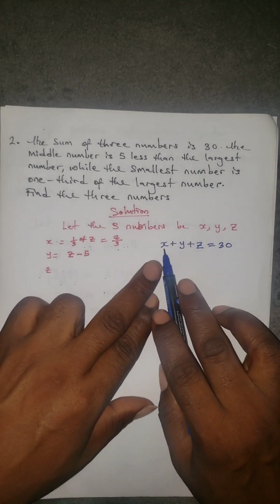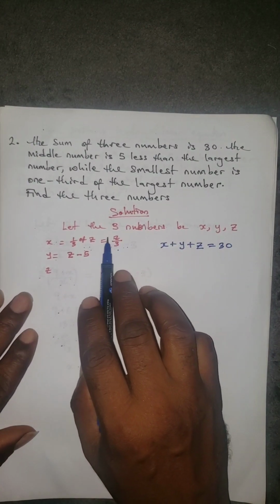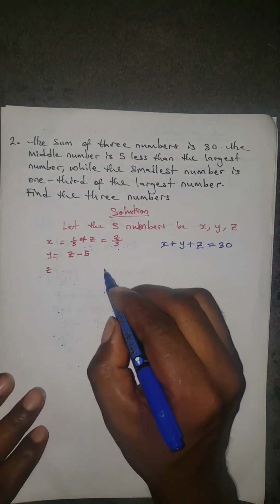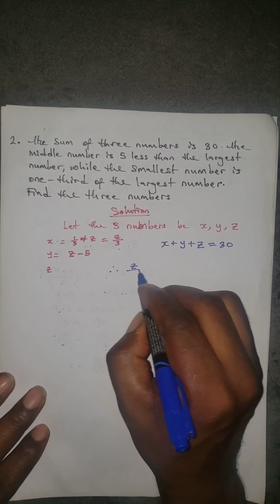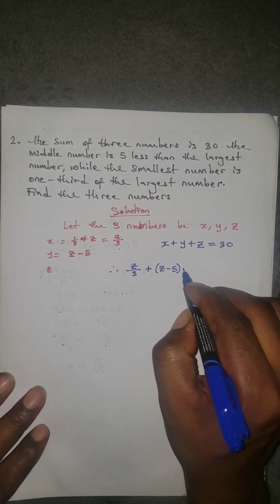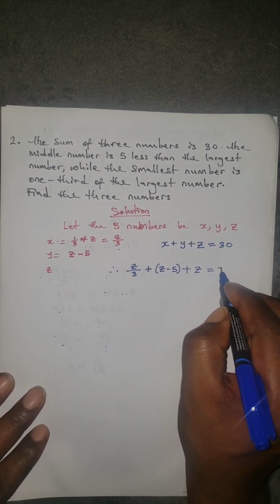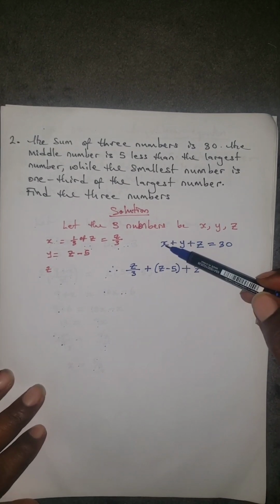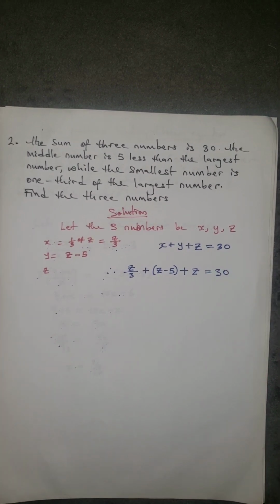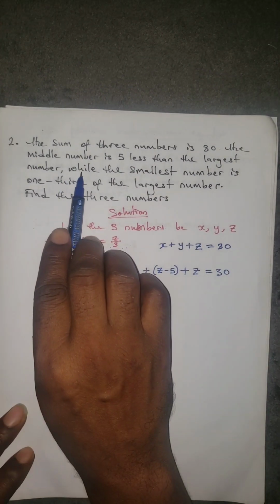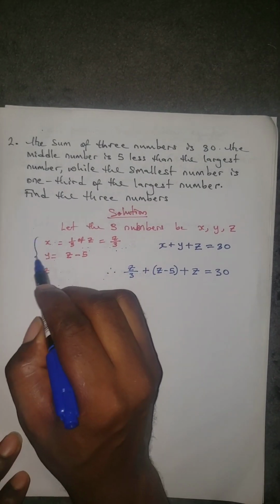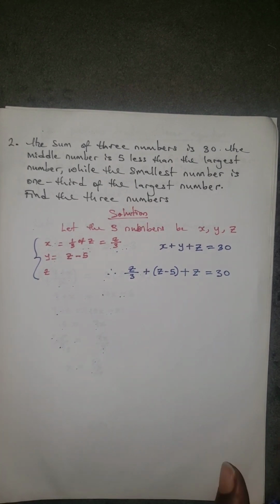Now you cannot solve with these three variables. So you solve with the equivalent of these three variables, especially these two, that is x and y. So that will give us z over 3 plus z minus 5 plus z equals 30. So I have written x in terms of z, y in terms of z, and z. They now say find the three numbers. So just find z. When you find z, you come back here to get the value of the other numbers.